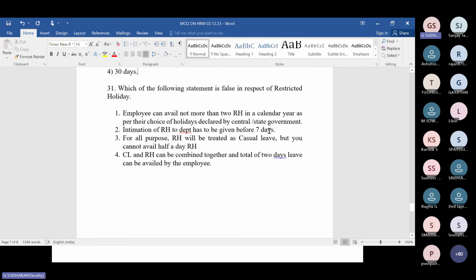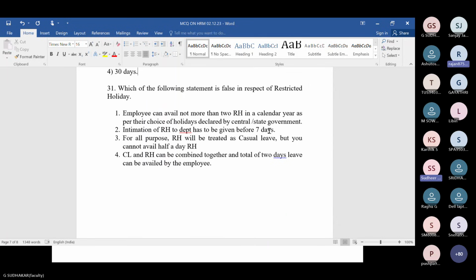2. Intimation of RH has to be given before the commencement of the year, that is at the commencement of the year, or after receipt of the RH list of holidays. Not 7 days. Not before 7 days. Sir, all options are false. Tell me. All are false. Why all are false?